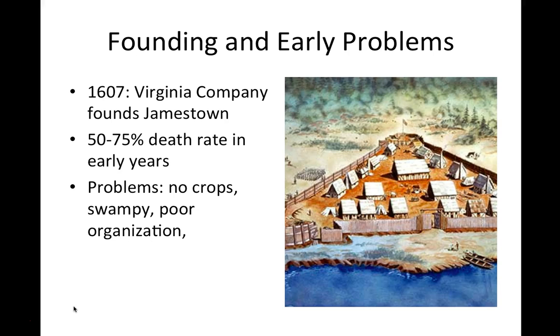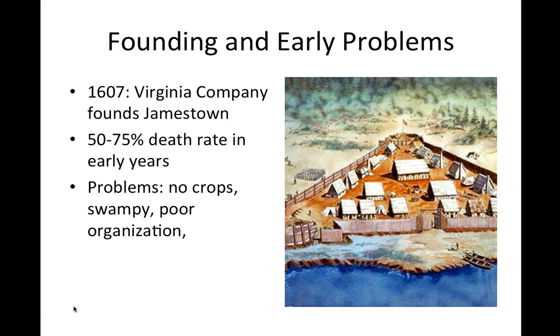And so all these things, from poor organization, from the lacking of planting crops, the swampy air, resulted in a 50 to 75% death rate every single year. So 1607, they bring a bunch of people, 75% of them die. 1608, a few more boats arrive, 75% of them die.